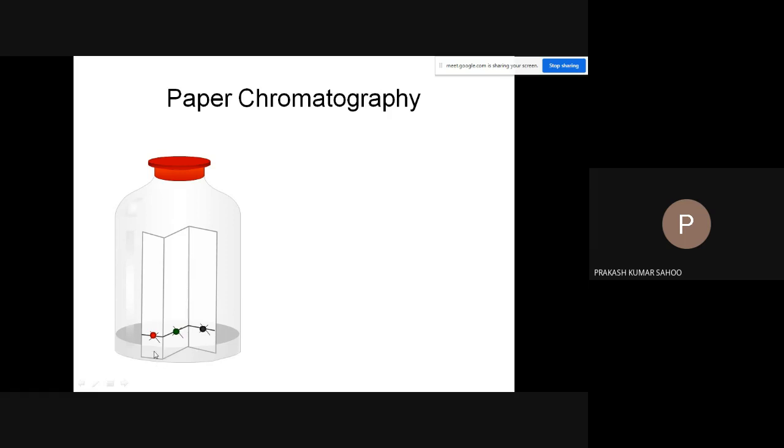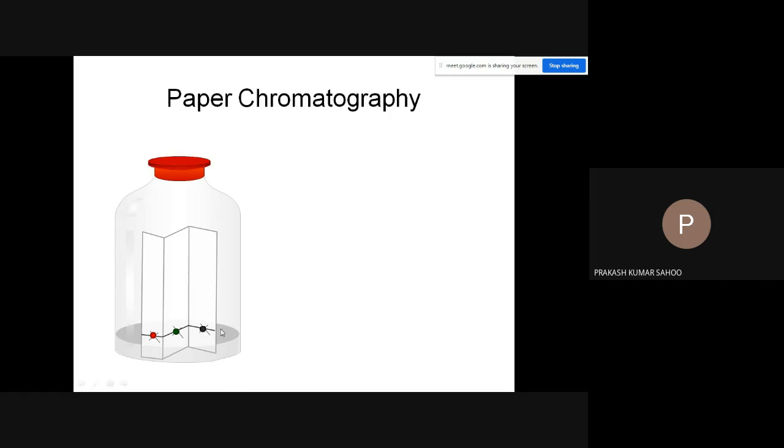Let us say I have one reaction, a reactant going to product. Then what are the three samples here? The first one may be your reactant, the second one may be your product, and the third one is the mixture of reactant and product. So this is reactant, this is product, and this is mixture of reactant and product. And this is the static phase.